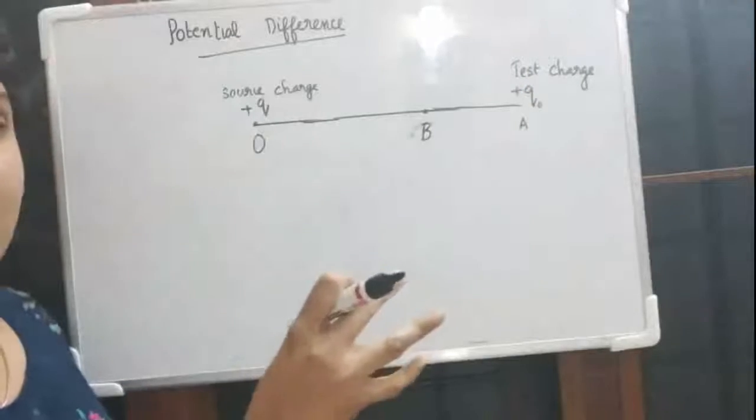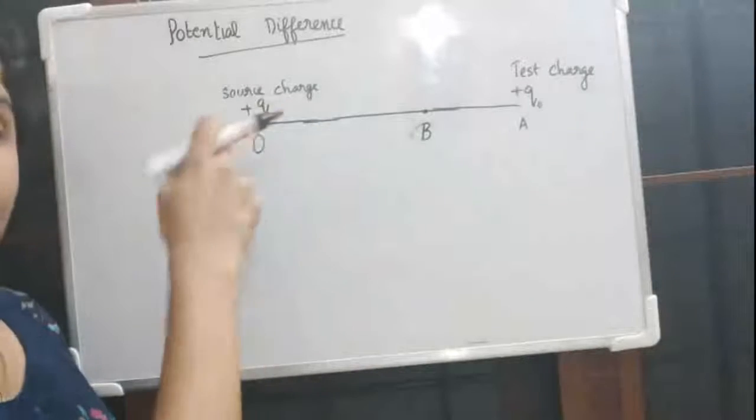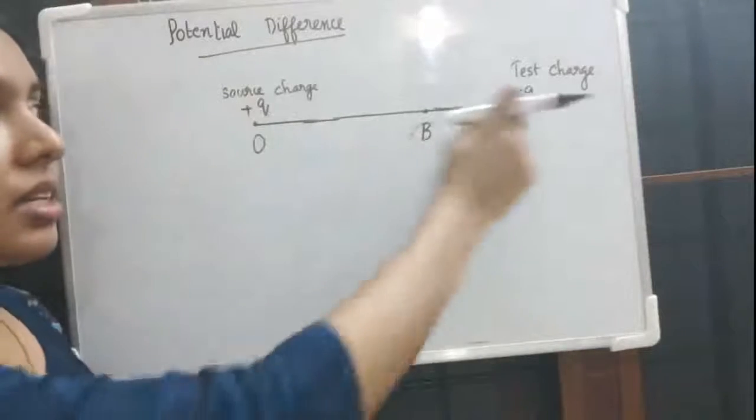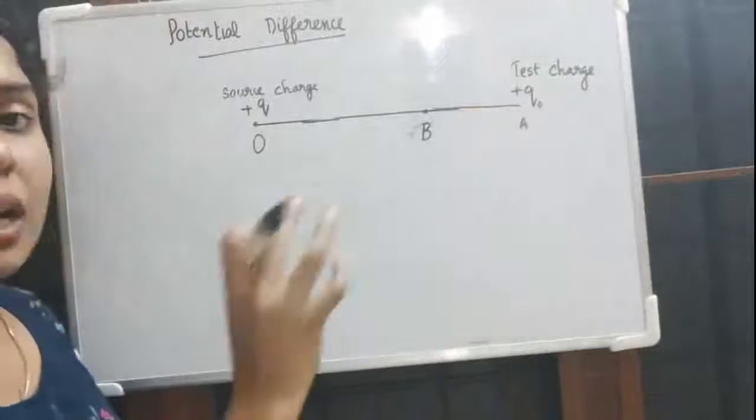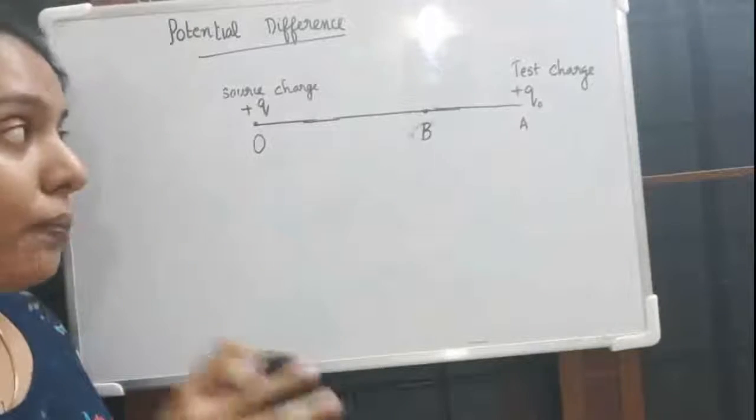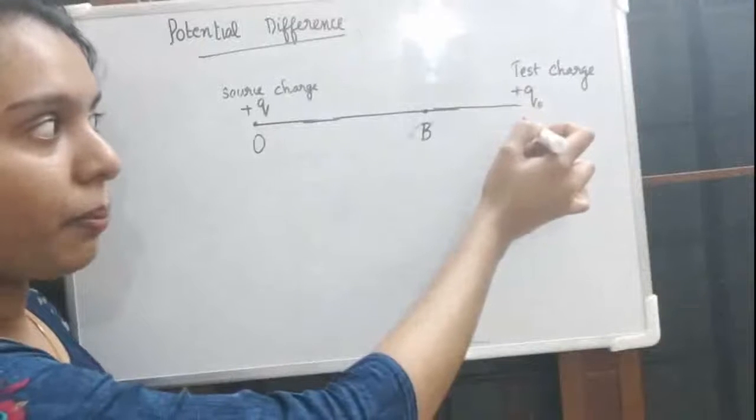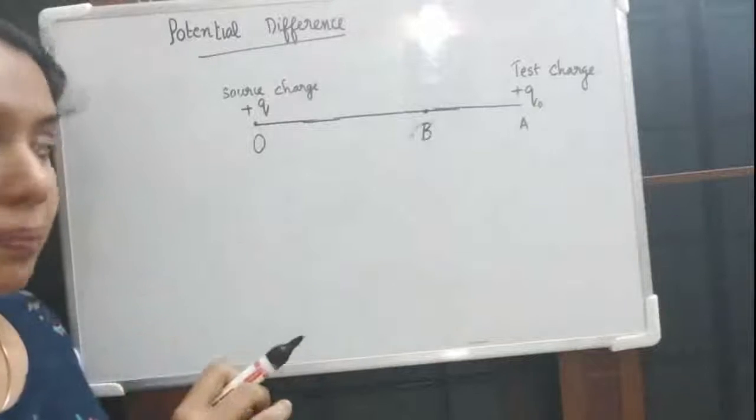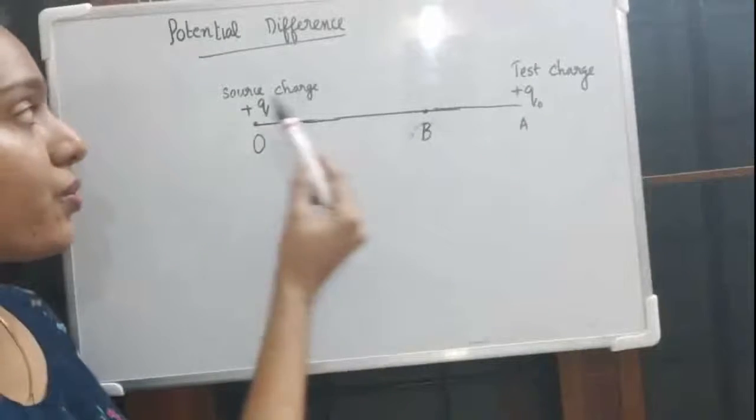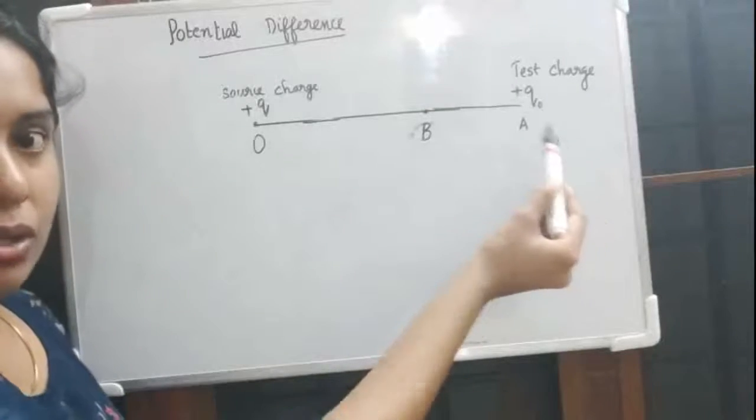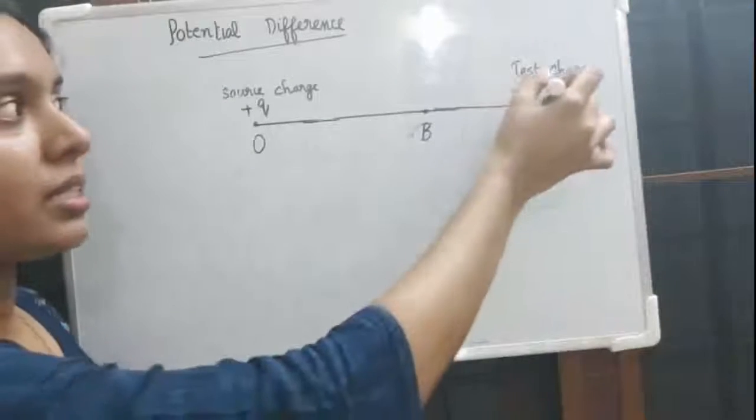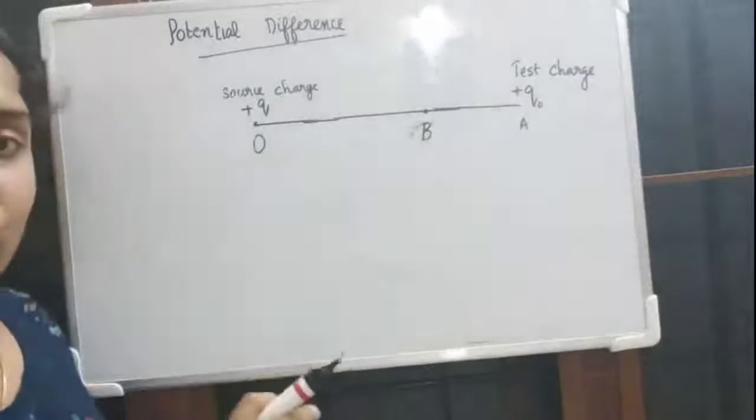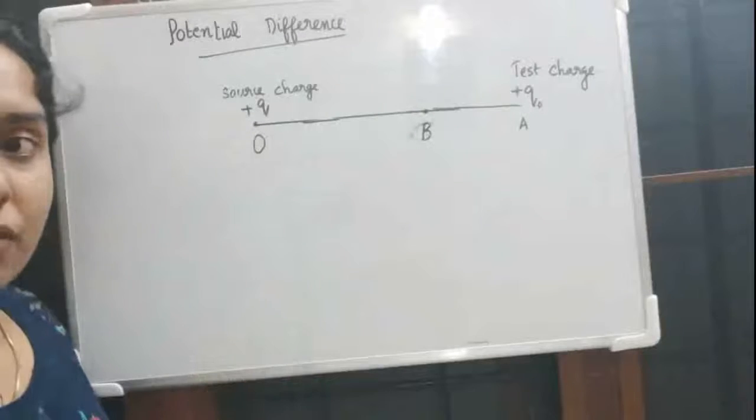It will experience a repulsive force, because we have our positive point charge plus Q. So due to this charge, this test charge will experience a repulsive force. Suppose we want to move this positive charge from the point A to B, we have to do some work. Why? Because there exists a repulsive force between plus Q and plus Q0. So if we want to move this plus Q0 from the point A to point B, we have to do some work against the repulsive force.